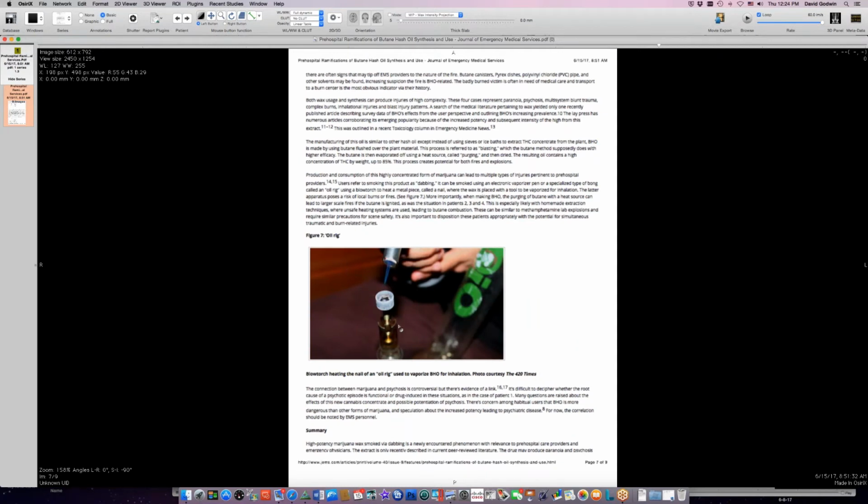This is the sort of apparatus you can use where you heat it below. You concentrate the vapors up here. Here's the torch that's doing the heating, and then you vaporize this stuff, and this is called a rig or something like that. It's kind of a bong, and you inhale this stuff.